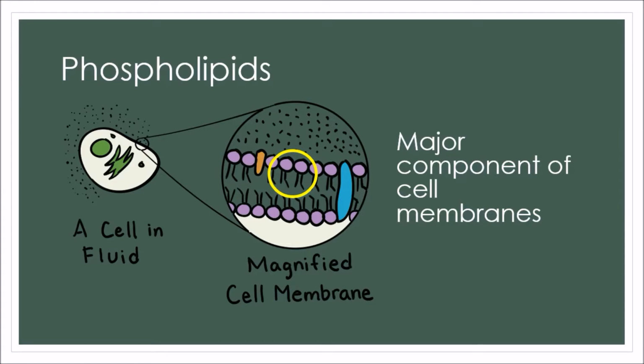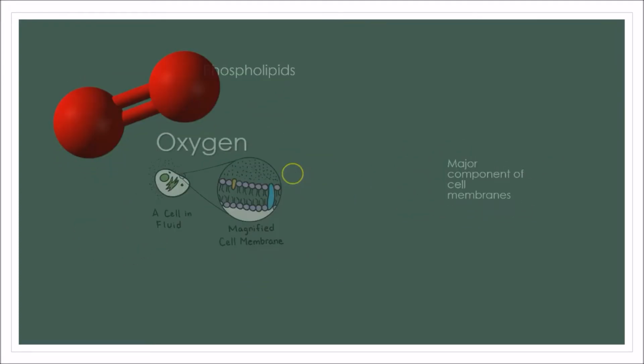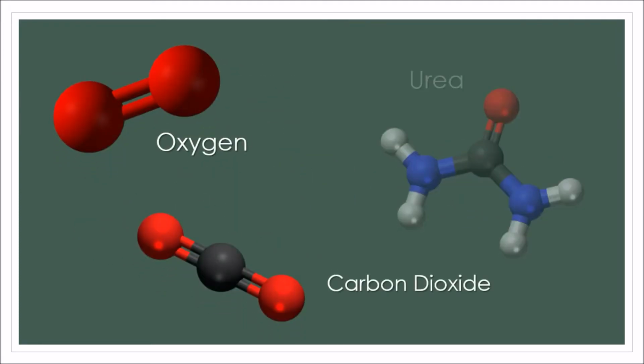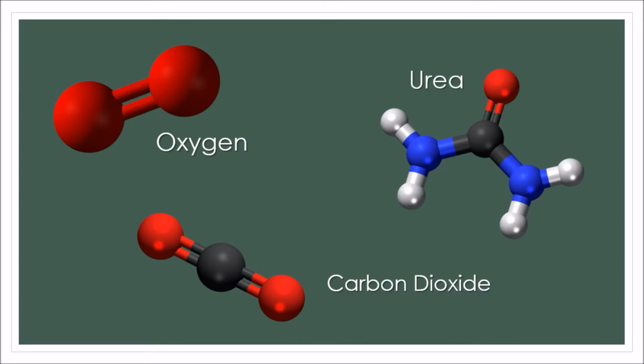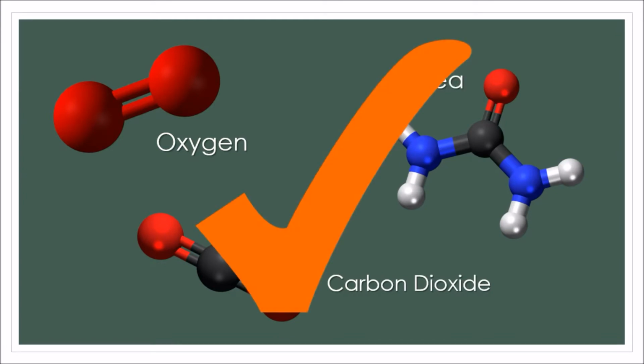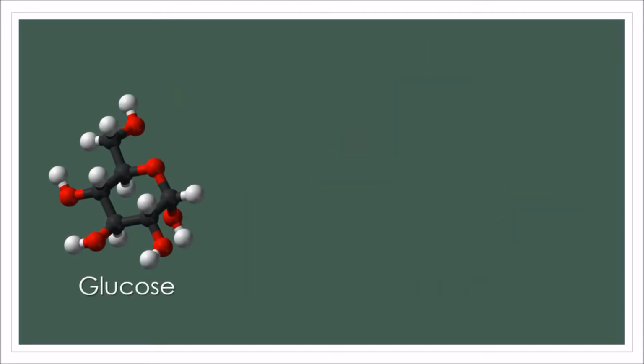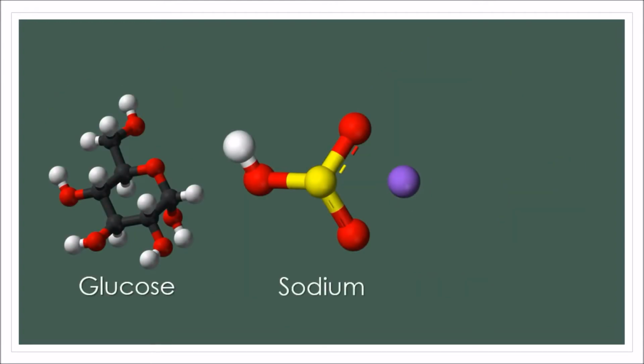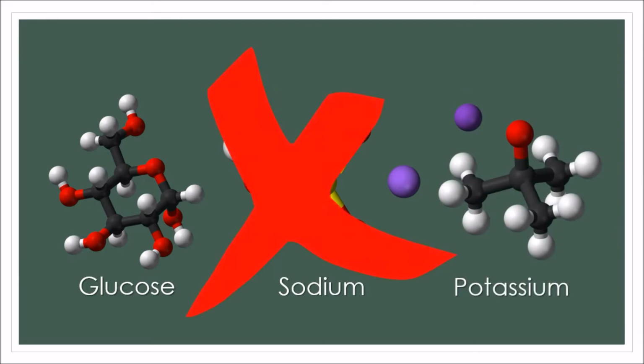Molecules that dissolve in fat can pass through easily, while molecules that dissolve in water cannot. Oxygen, carbon dioxide, and urea are some molecules that can pass through the cell membrane easily, while large molecules like glucose or ions like sodium and potassium cannot pass through the cell membranes easily.